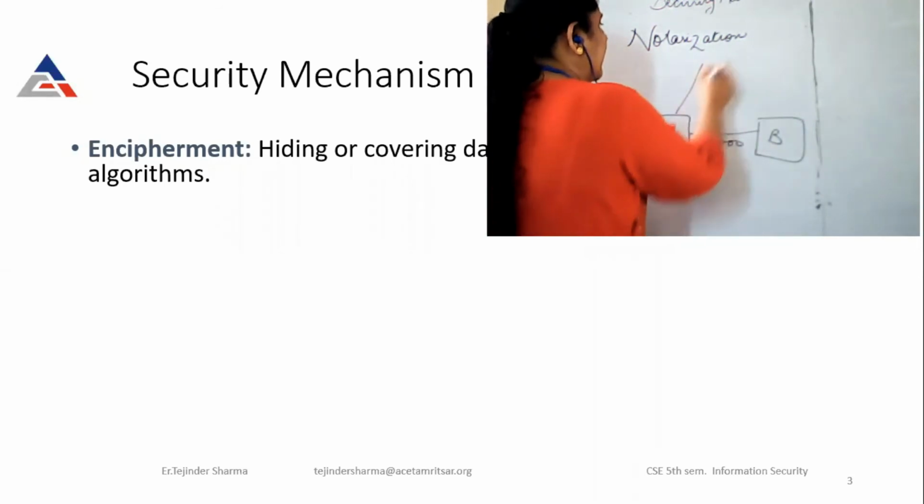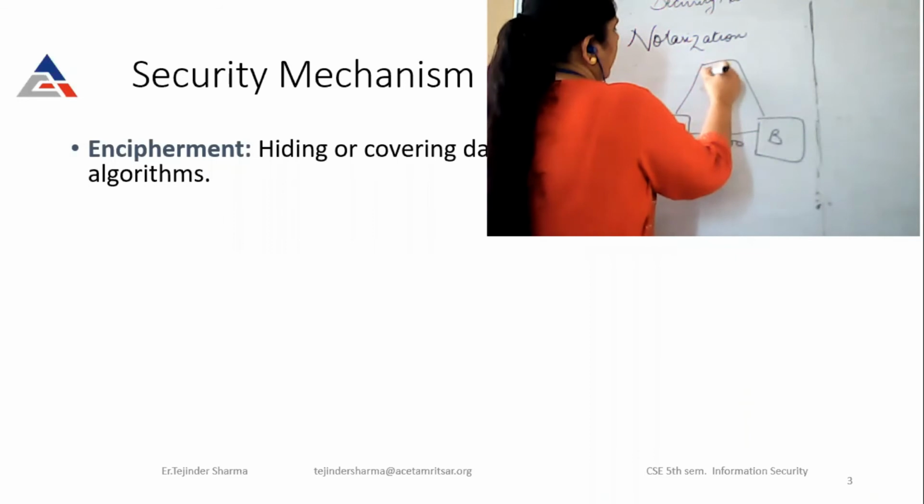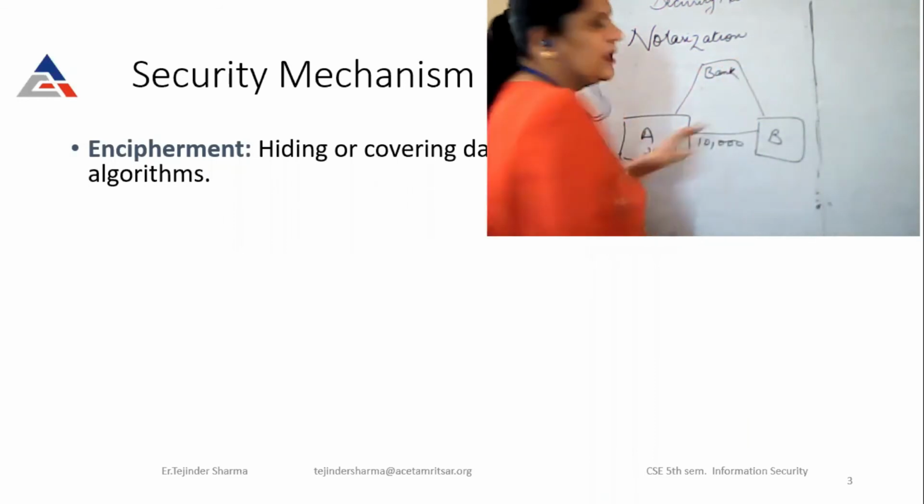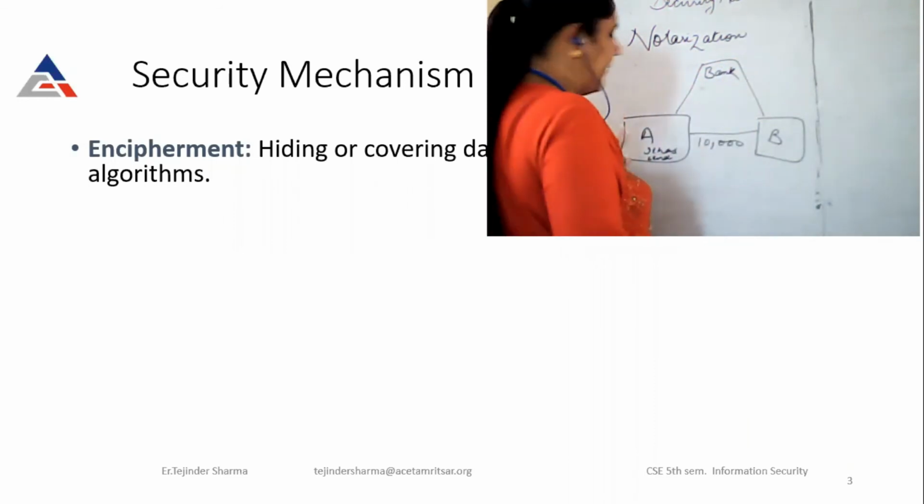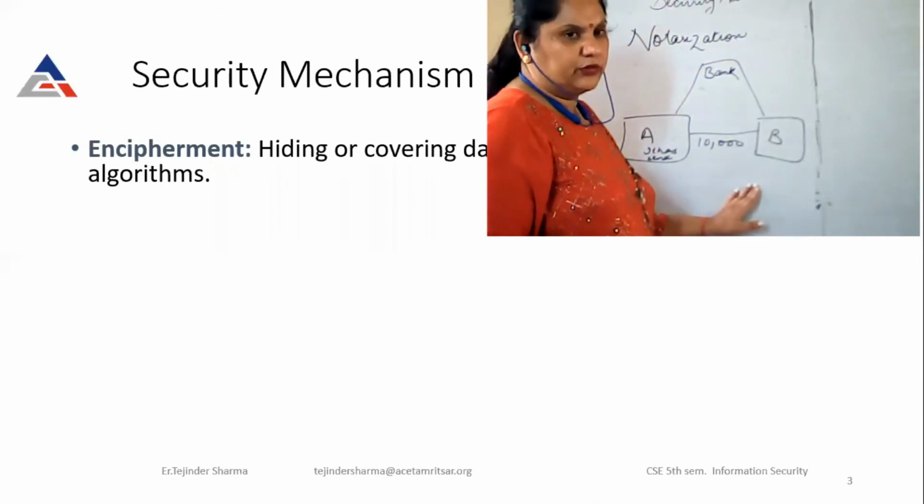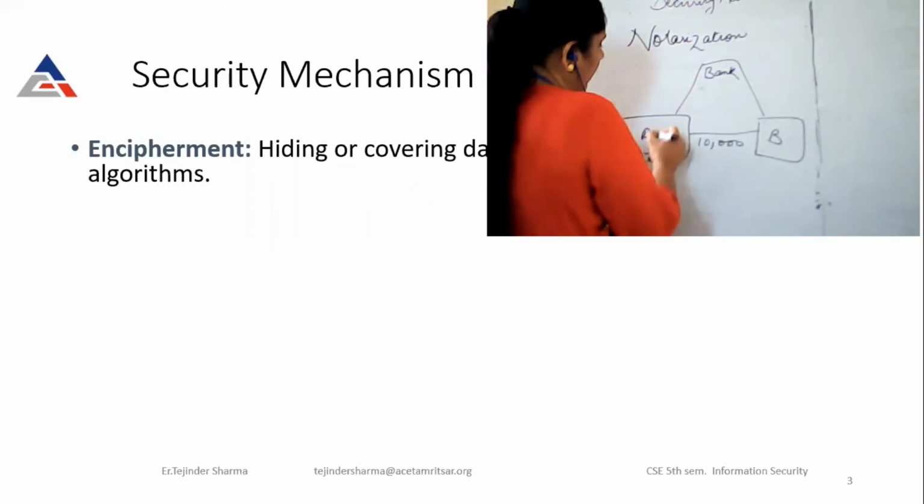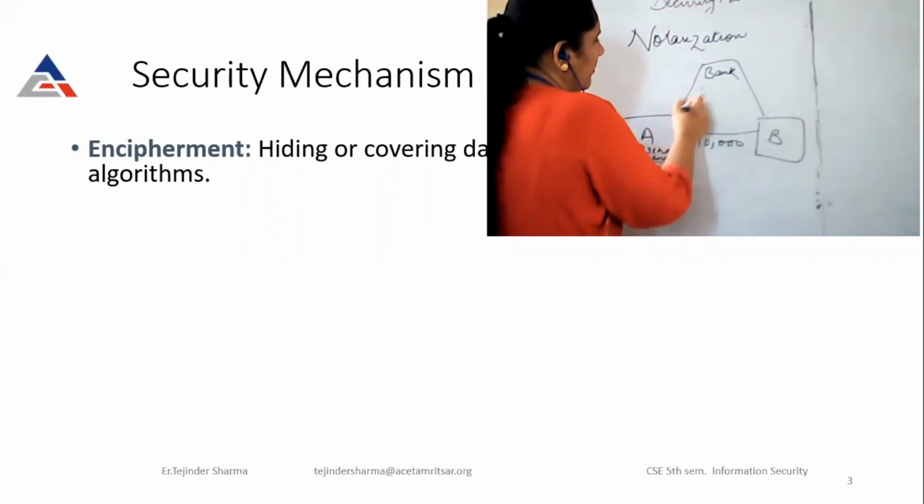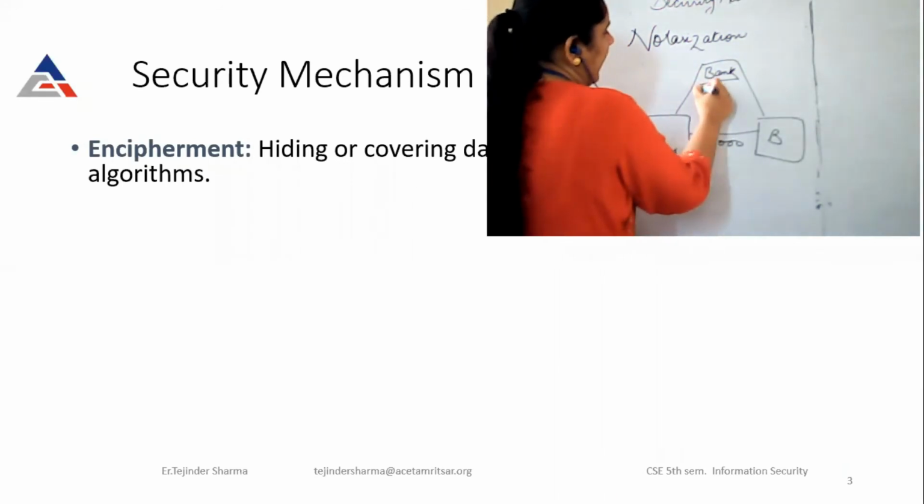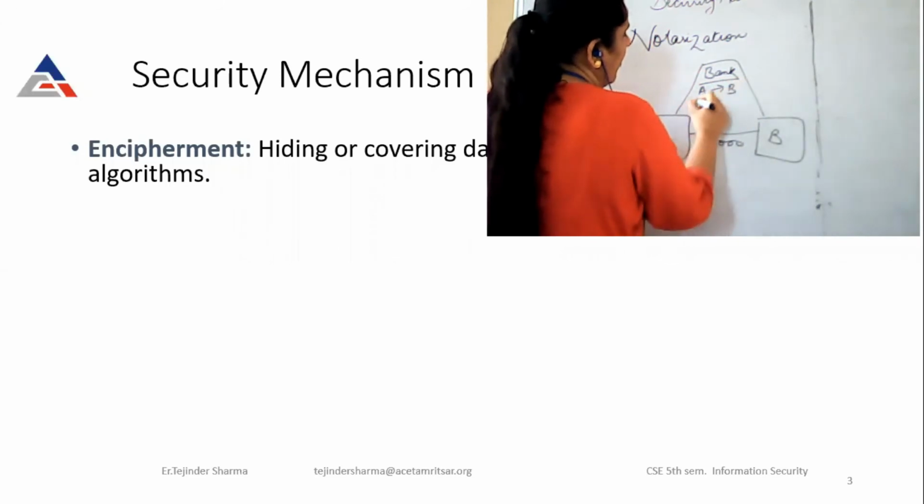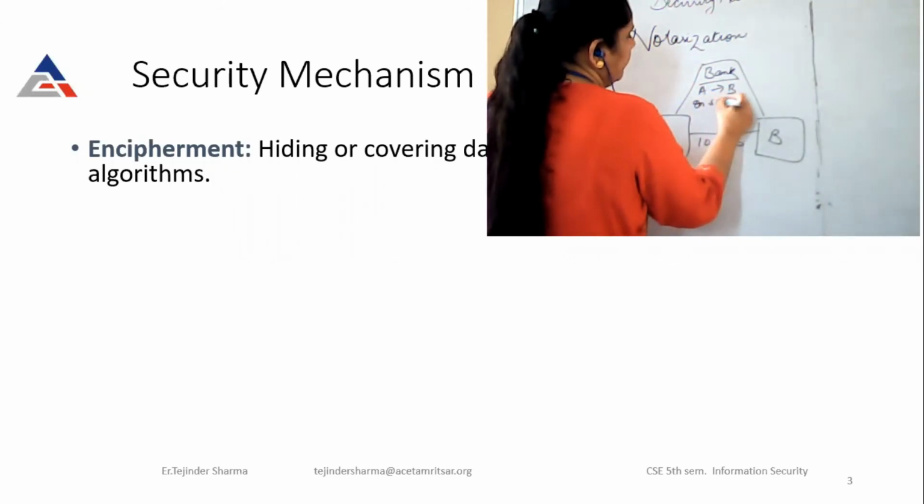Then the third party, that is your bank, will come into the picture. This bank is trusted by A and B both. Now, A will say that the bank will ensure that A has transferred the money to B on so and so date.